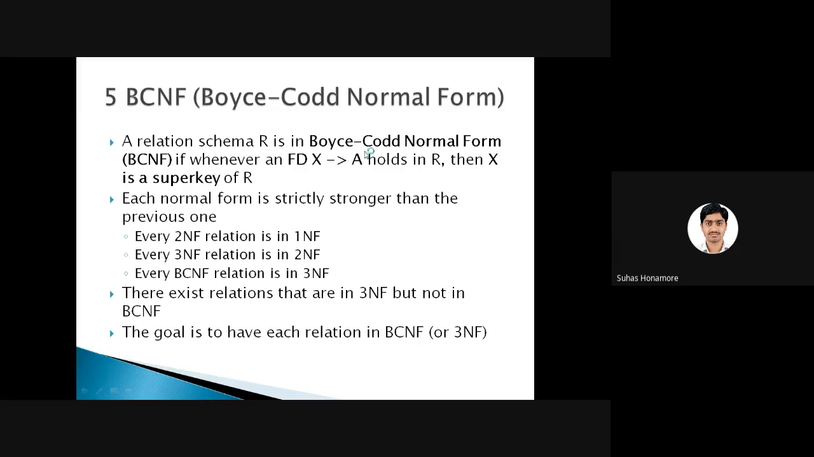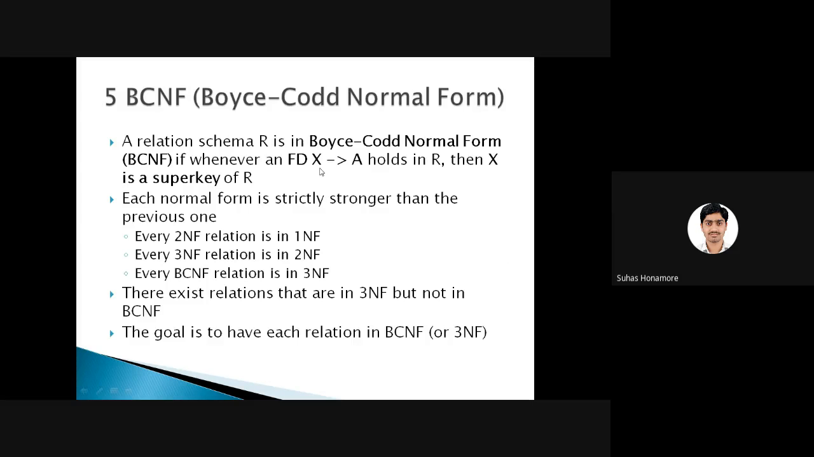Now in BCNF we say that if any functional dependency X to A is there, X should always be a super key only. So the option we had, that A should be a prime attribute, is removed. So this is a little bit stricter version of 3NF. Everything remains the same: to be in BCNF, R should be in 2NF, then 3NF, and this is the new thing: if any dependency X to A is there, then X should be a super key.